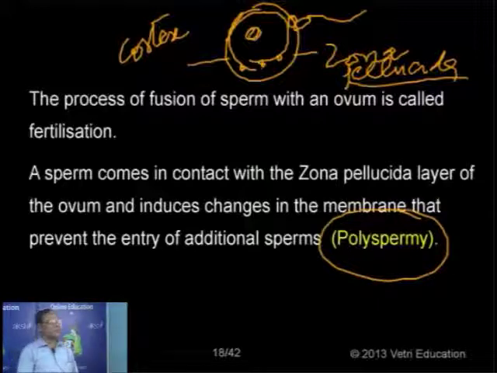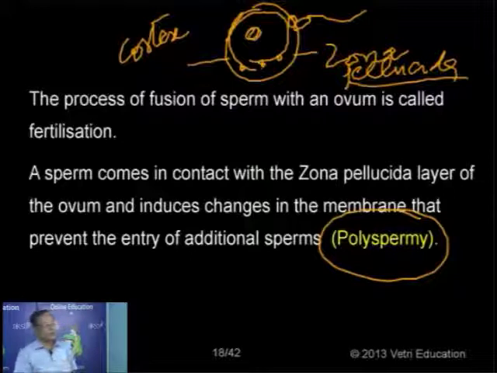So at a time only one sperm alone can be allowed to enter into the egg. Once a sperm touches the egg surface, all these chemical reactions take place. A new membrane is formed, called the fertilization membrane. Now, what is the function of the fertilization membrane? To prevent any more sperms from entering into the egg.